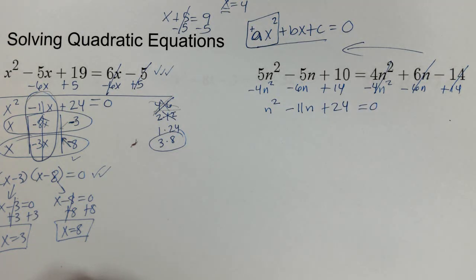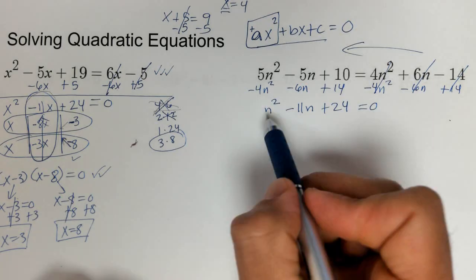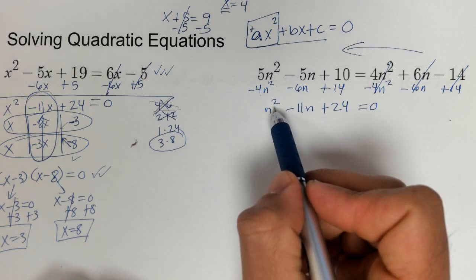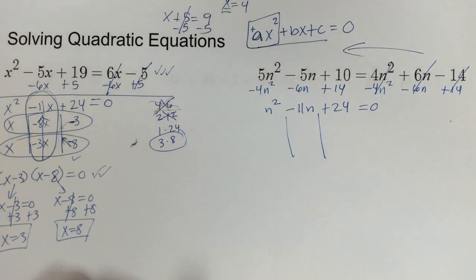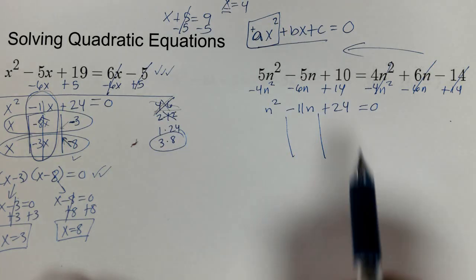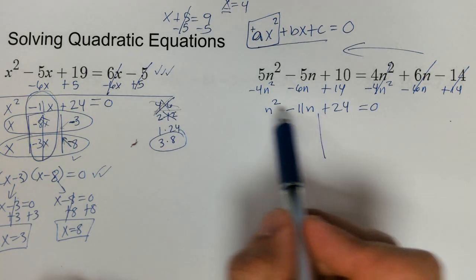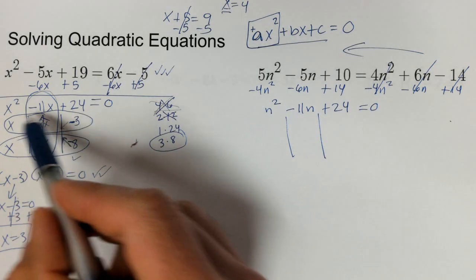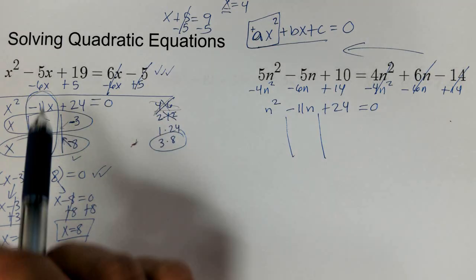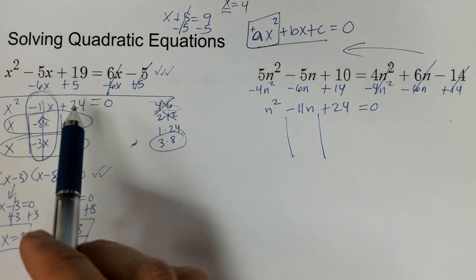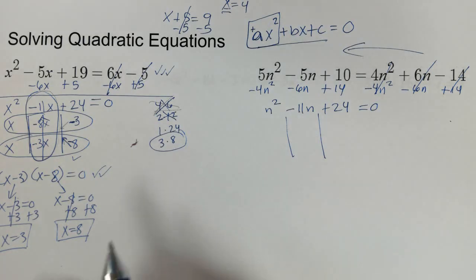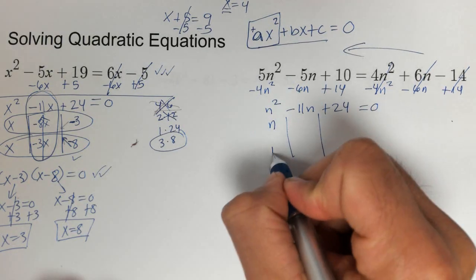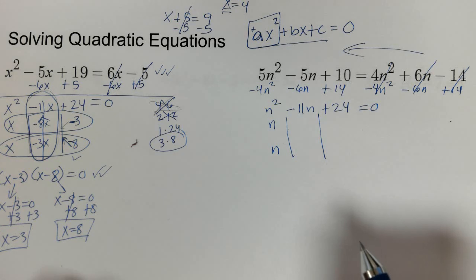Now that I have the variables in descending order from highest degree to lowest, I can break down my columns and practice my method. If you notice, this problem looks quite similar to this one. But instead of x squared minus 11x plus 24, I have n squared minus 11n plus 24. So the only thing that would really change is that I'm using n now.